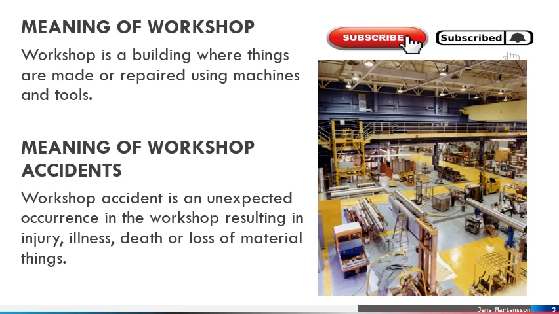So let's define it again. Meaning of workshop accident. Workshop accident is an unexpected occurrence in the workshop resulting in injury, illness, death, or loss of material things.